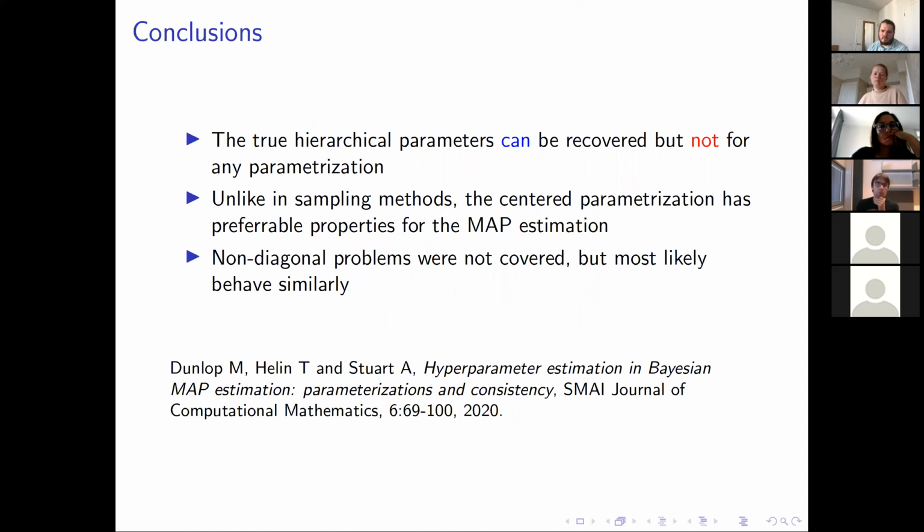So some conclusions. The true hierarchical parameters can be recovered by the MAP estimator, but not for any parameterization, so some consideration needs to be taken. And unlike sampling methods, the centered parameterization here was preferable.